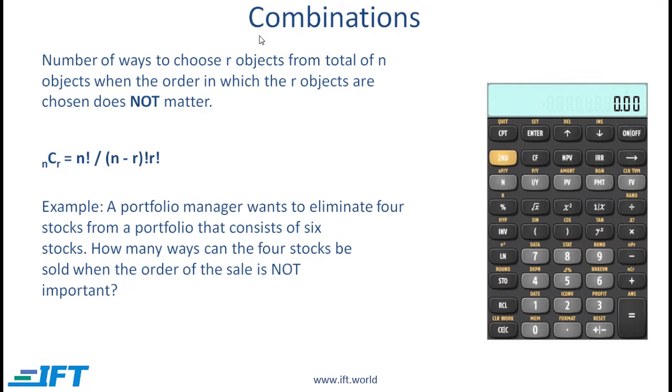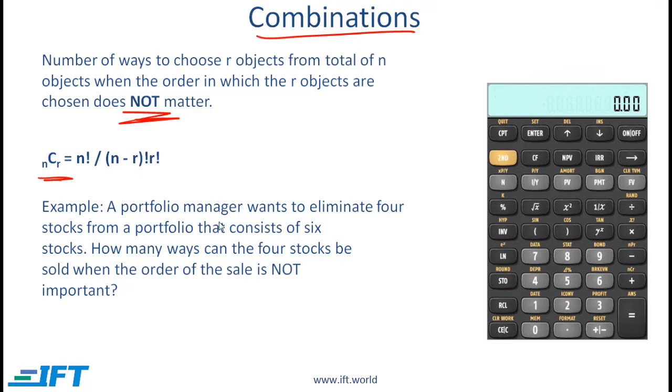Next, let's talk about combinations. The number of ways to choose r objects from a total of n objects when the order in which the r objects are chosen does not matter. And here is the formula for nCr. Again, let's look at an example.